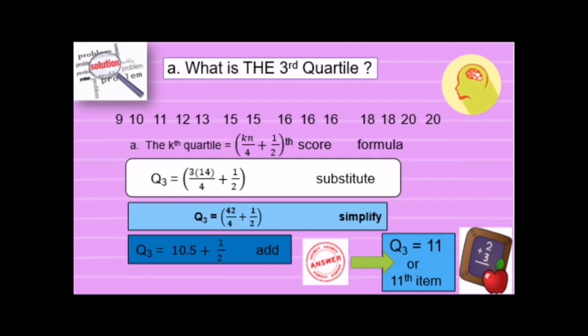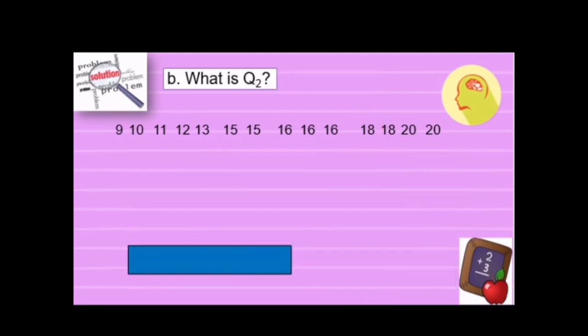So therefore, our quartile 3 is the 11th item in the given scores. So what is the 11th item? All you have to do is just count 11 from left to right. So the answer will be 18. So 18 is the quartile 3 or the value of quartile 3. Okay, next for quartile 2.